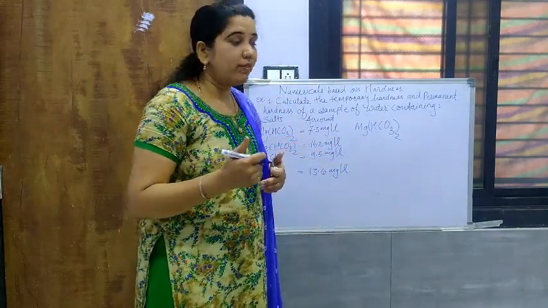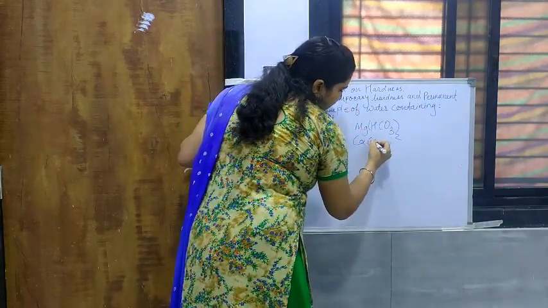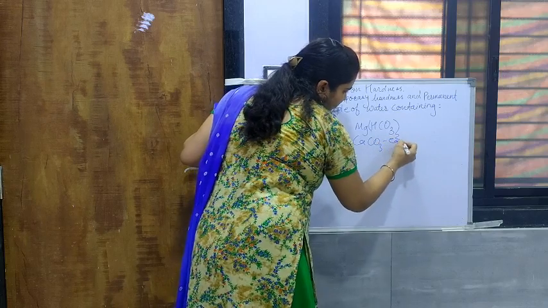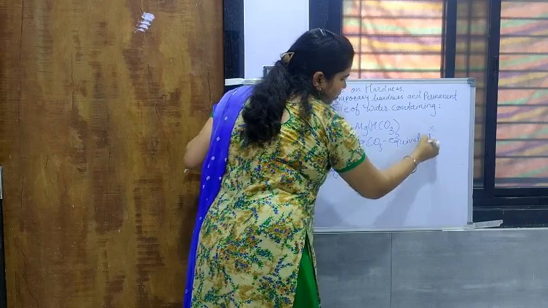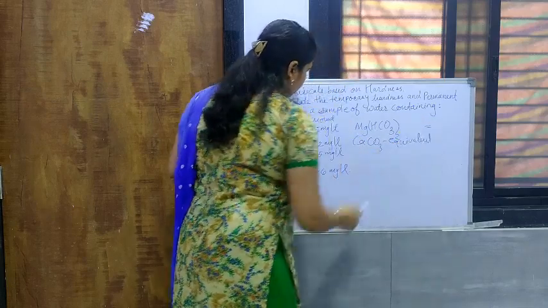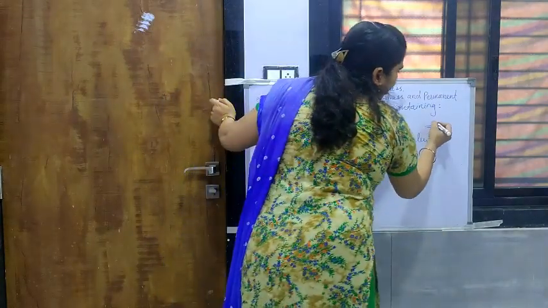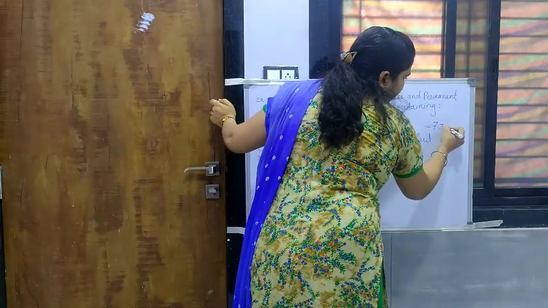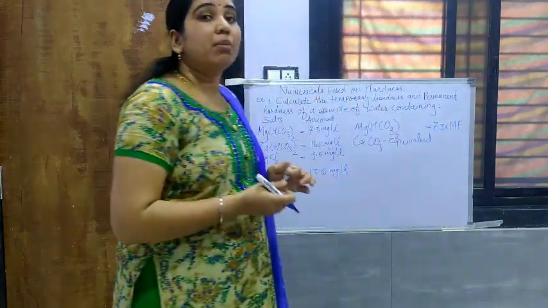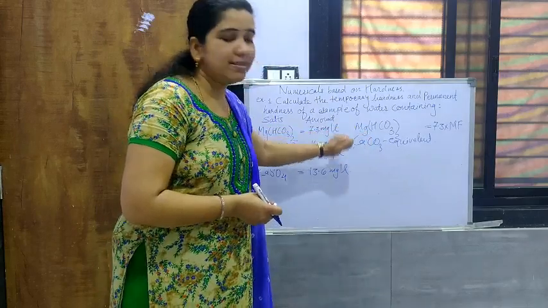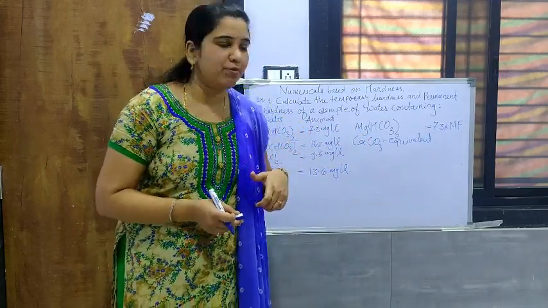Now, what is CaCO3 equivalent? The CaCO3 equivalent of this salt is equal to the amount which is given in the problem, that is for example 7.3, into its own multiplication factor. Multiplication factor of this Mg(HCO3)2. So for that we have to first calculate its multiplication factor.